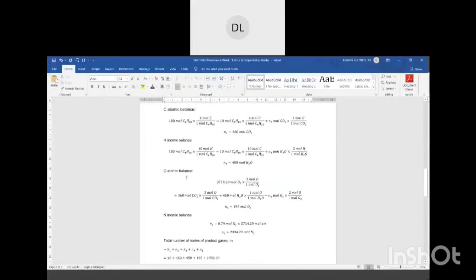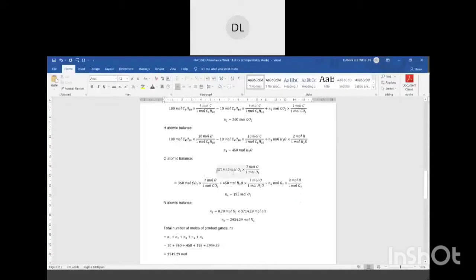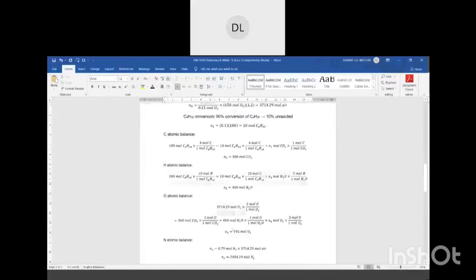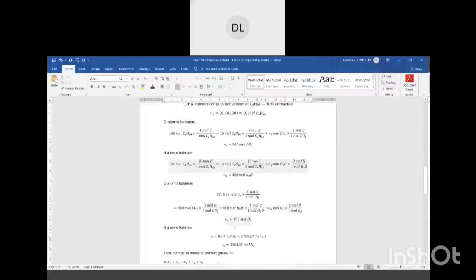For the O atomic balance, you get from this here N0 3714.29 mole air times 2 moles O over 1 mole of O2, equal 350 moles CO2 times 2 mole O over 1 mole CO2 plus 450 mole H2O times 1 mole oxygen over 1 mole H2O plus N4 mole oxygen, O2, times 2 moles of O over 1 mole of oxygen. You will get N4 195 mole O2.